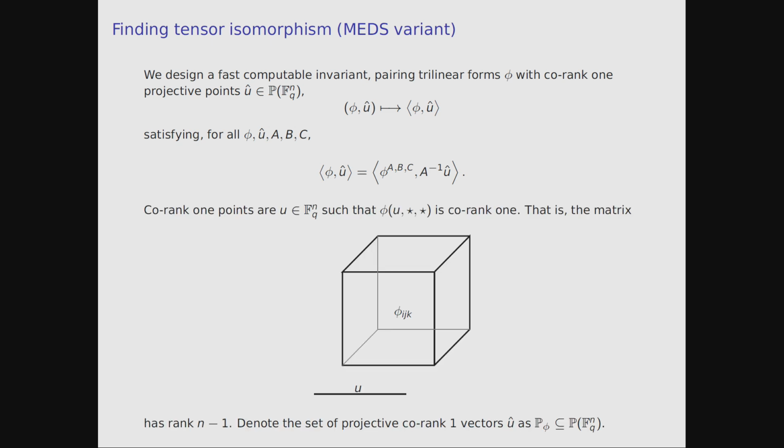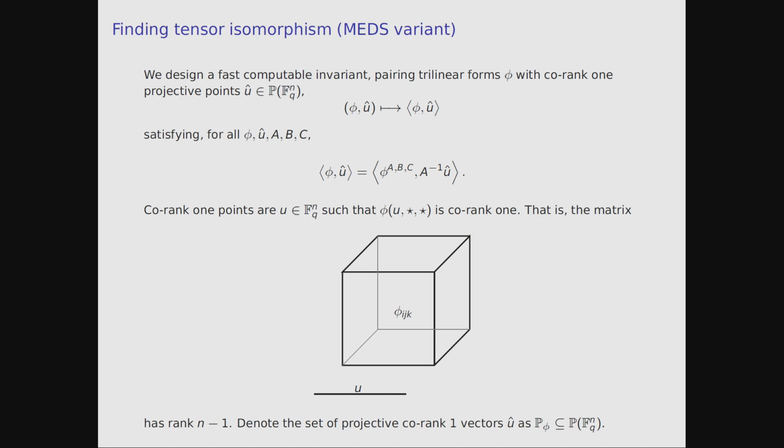OK, so I have to tell you what a co-rank 1 point is. So I have my tensor. I take a vector. And if I do an inner product, I'm going to get a matrix. So typically, it's going to be a matrix of full rank. I don't like those. And I want the matrix to have rank exactly one fewer than n, which is n minus 1. And I call those co-rank 1 points. And for my construction, I have to really projectivize. So I mod out by scalars. And wherever you see a hat, it's just projective. But I will keep calling them u. It's not a big deal.